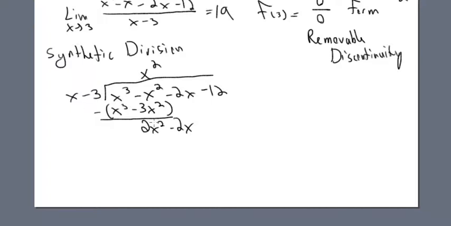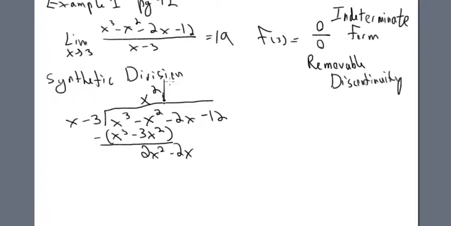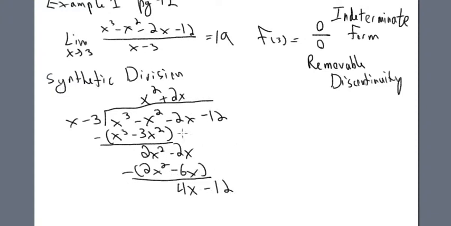To turn x into 2x squared, I need to multiply, whoops, that was a mistake, let me get rid of that. Need to multiply by a 2x. 2x times x is 2x squared. 2x times negative 3 is minus 6x. Take it and subtract it. 2x squared minus 2x squared gets rid of it. That's what our goal was. Negative 2x minus negative 6x is 4x because a minus negative turns positive. Bring down the minus 12.